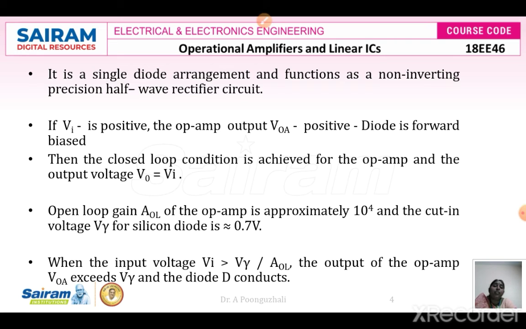That means the diode is forward biased. When the diode is forward biased, a closed loop condition is achieved. That means it is going to act like a voltage follower and the output is equivalent to the input. Next, the open loop voltage gain AOL of the op-amp is approximately 10 power 4, and the cut-in voltage or V gamma of the silicon diode is 0.7. That means when the input voltage Vi is greater than V gamma by AOL, the output of the op-amp is going to exceed the threshold cut-in voltage of the diode and the diode is going to conduct.